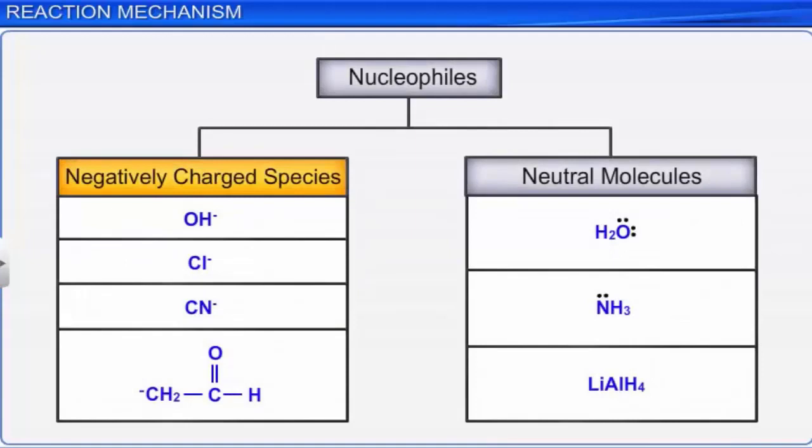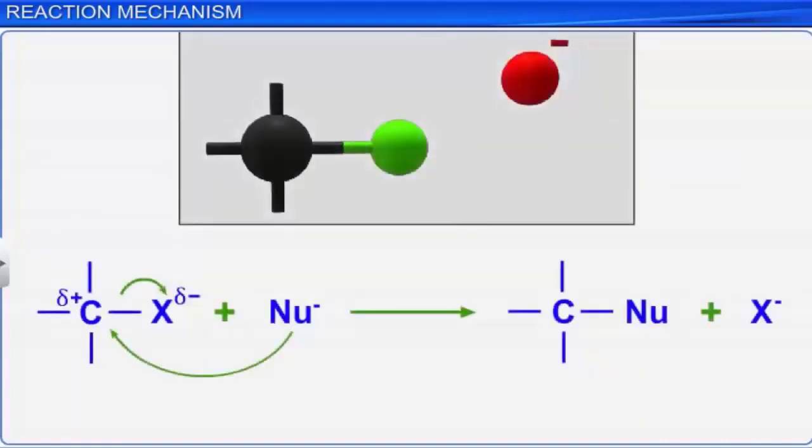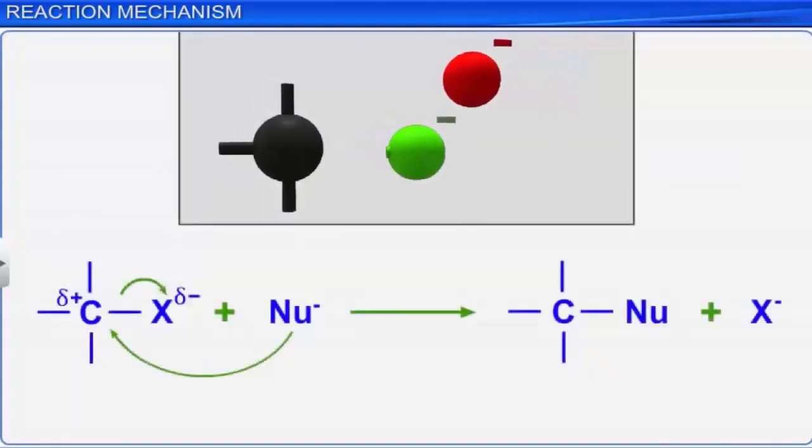Negatively charged species with lone pairs of electrons, such as hydroxide, chloride, cyanide ions, and carbanions, and molecules such as water, ammonia, and lithium aluminium hydride are some of the neutral nucleophiles. A reaction initiated by a nucleophile is called a nucleophilic reaction.